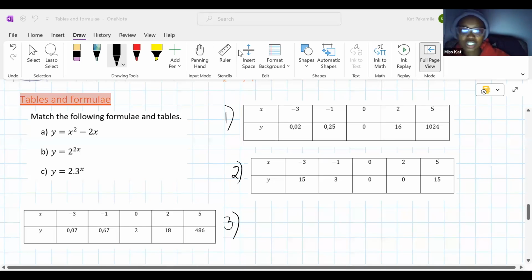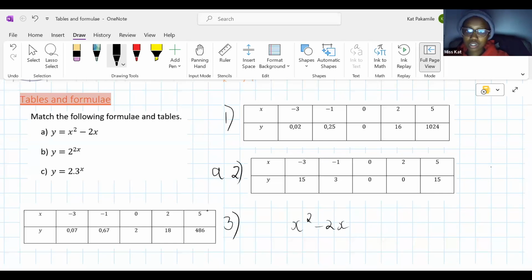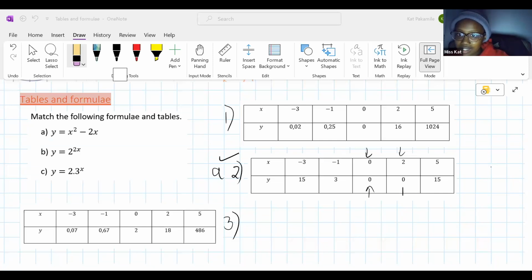Okay, let's substitute and check. So, a lot of you are saying A is 2, right? A says x squared minus 2x. So, if I substitute 0, I'm going to get 0. That is true. If I substitute 2, it's going to be 2 squared minus 2 times 2, which is 4 minus 4, and that's 0. That's correct. So A is 2. What about the other 2? Anybody figured out the others yet?